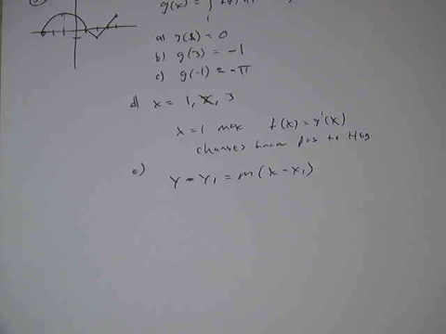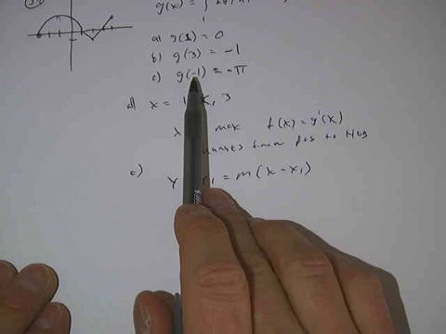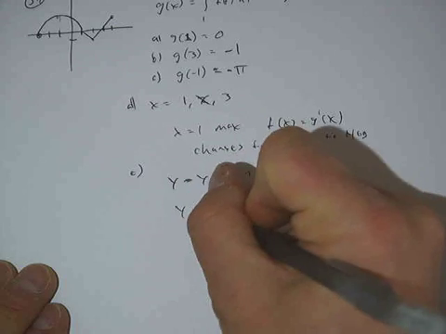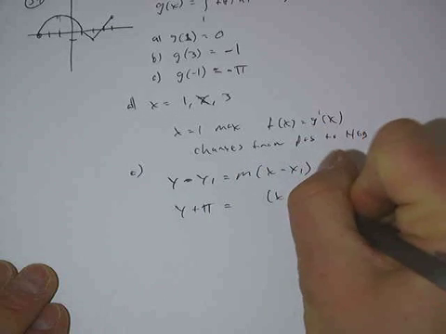Okay. And let's see if we can come up with a solution here. We want it where x is equal to -1. Well, up here we figured out what g of -1 is. We have the point right here in front of us, don't we? So ultimately it'll be y plus pi, x plus 1.